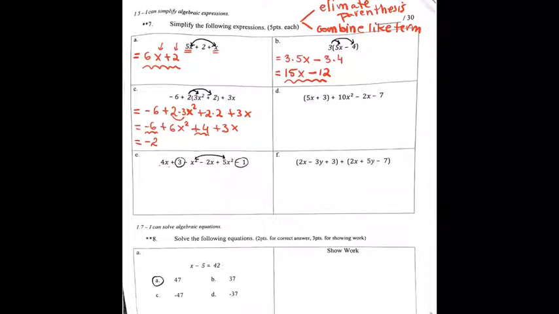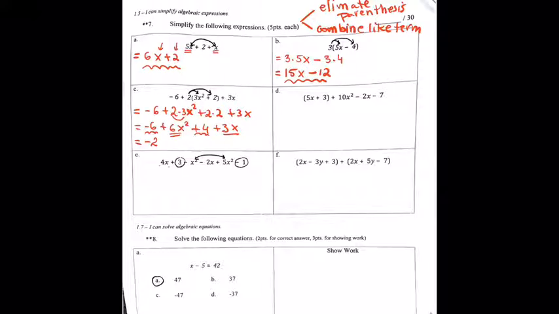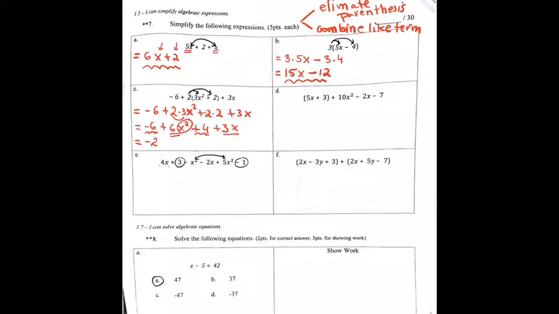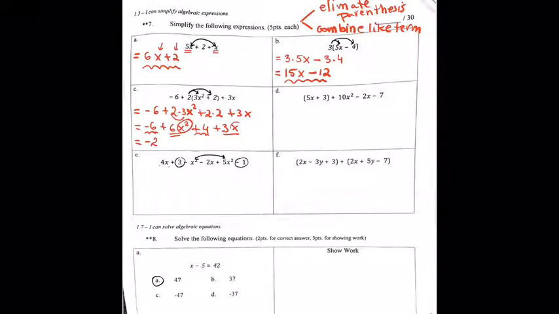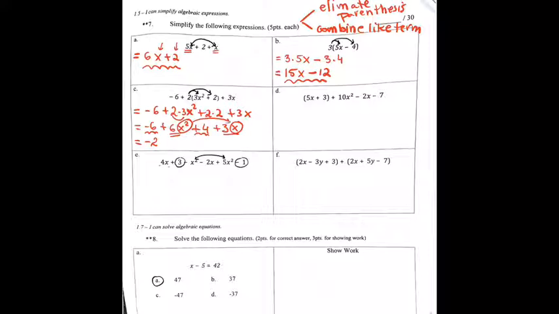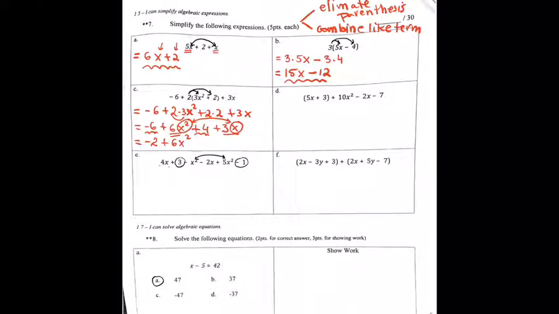Here I have a 6x squared and a 3x. Since one has an x squared in it and the other term has only an x, I cannot combine these two. So pay attention, when you don't have like terms, you cannot combine them. So I will leave them the way they are, 6x squared plus 3x. And you are done.